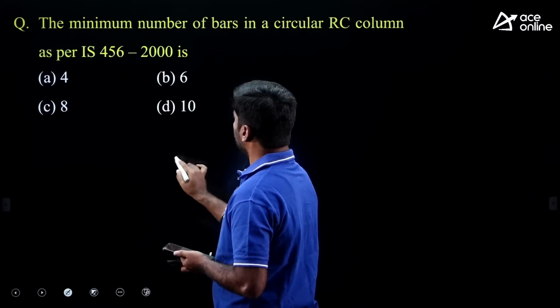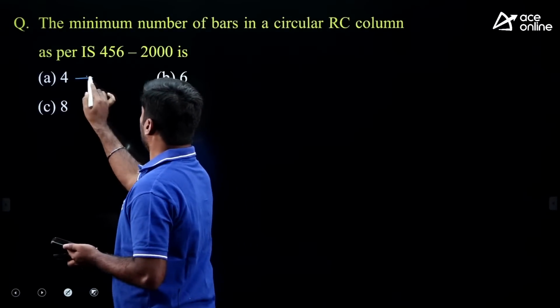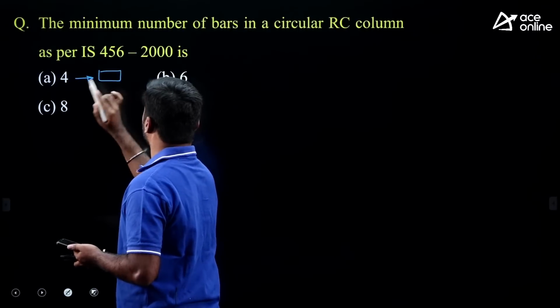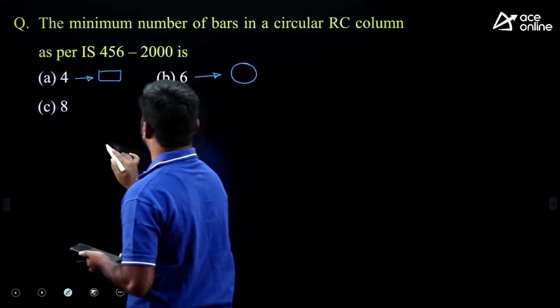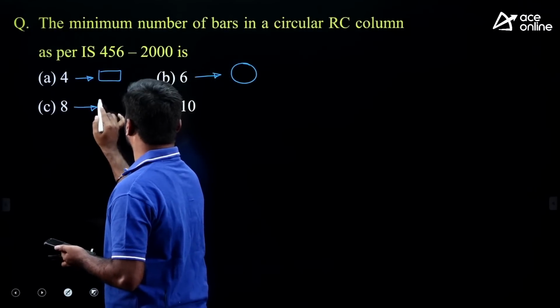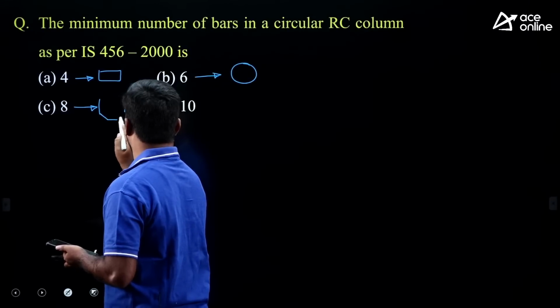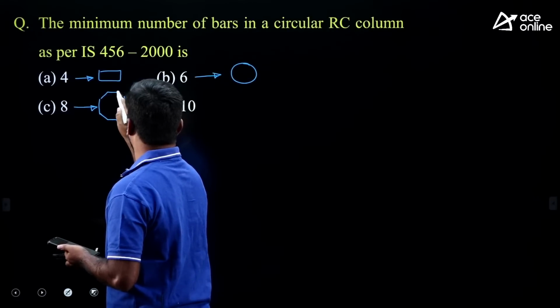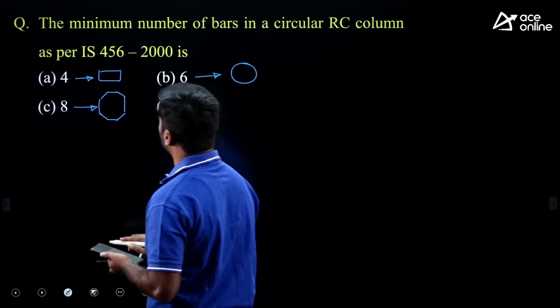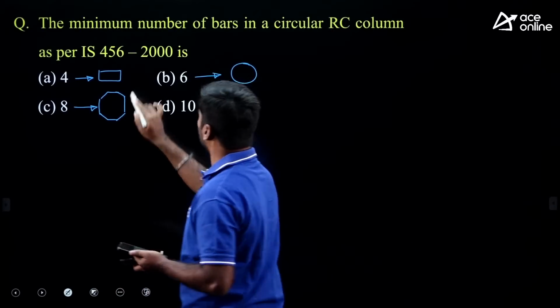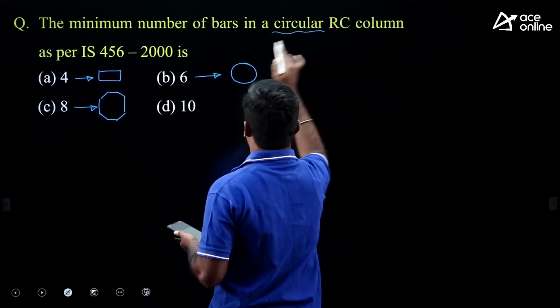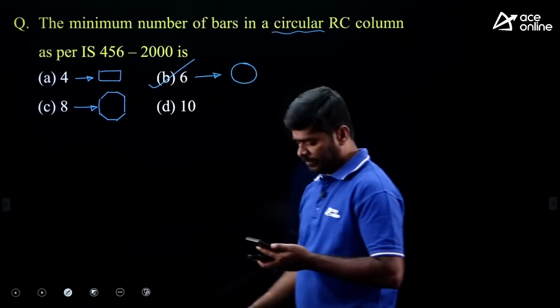Right. See, in a rectangular column, minimum number is 4. In a circular column, minimum number is 6. In an octagonal column, minimum number is 8, that is 1 at each corner. But this is not there. Question is regarding circular column, so option B is correct.